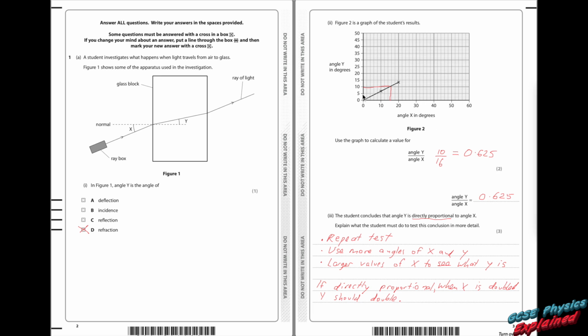So for example, when Y is 5, X is 8. So that means if we double Y from 5 to 10, we should double X from 8 to 16, and we do. That's what it means if something's directly proportional, plus it'll go through 0, 0. If we were to triple Y with triple X as well, again, that means it's directly proportional. The line is going up straight. He just needs more angles. Okay, needs to gather more data.